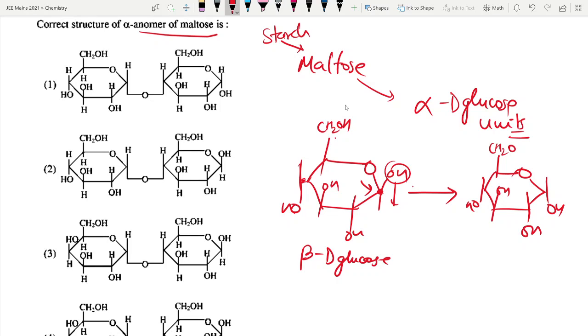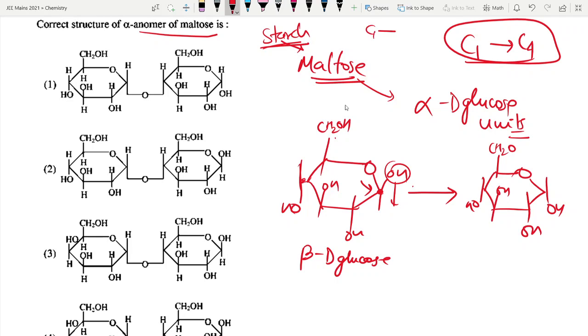And of course the C1-C4 connection will be seen here in maltose. In amylopectin, in starch, you use C1-C6 cross linkage, otherwise most of the times you have C1-C4 linkage. So now we understand alpha anomer.